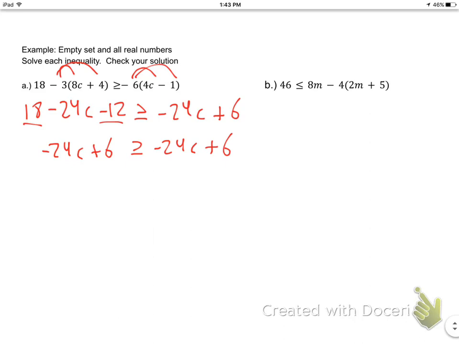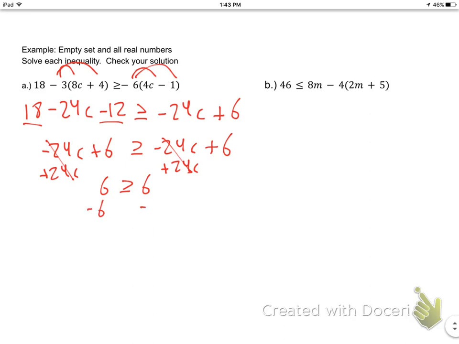That's kind of interesting. I want to get c by itself, so which one's smaller, negative 24c or negative 24c? They're the same, so let's just add 24c then. What happens? They cancel. Uh-oh. 6 is greater than or equal to 6. When is that true? Never. All the time. All the time? Because it says greater than or equal to. Is 6 equal to 6? Yes. Can you have 6 be greater than 6? No. But because it has that equal to, it's allowed.